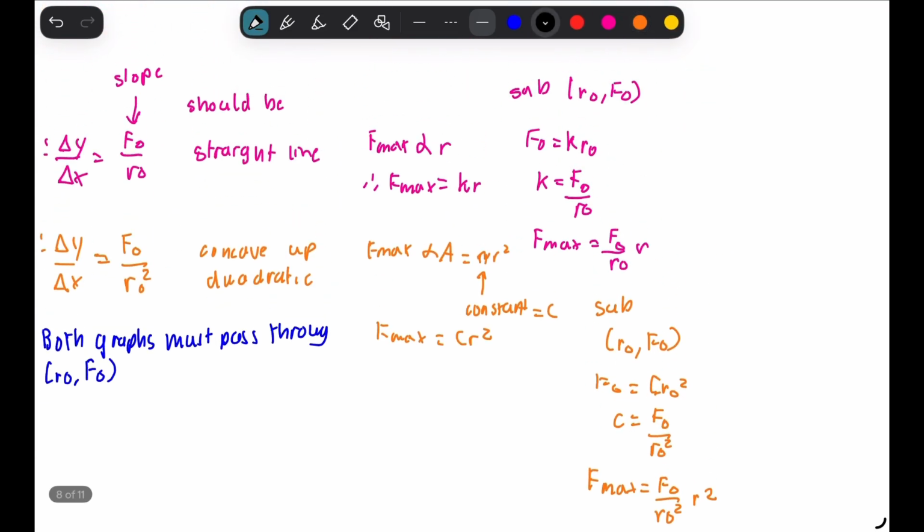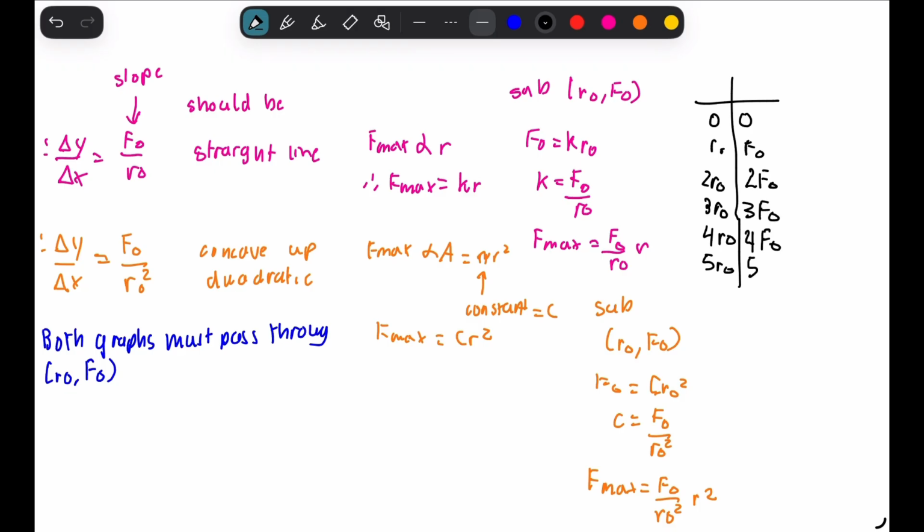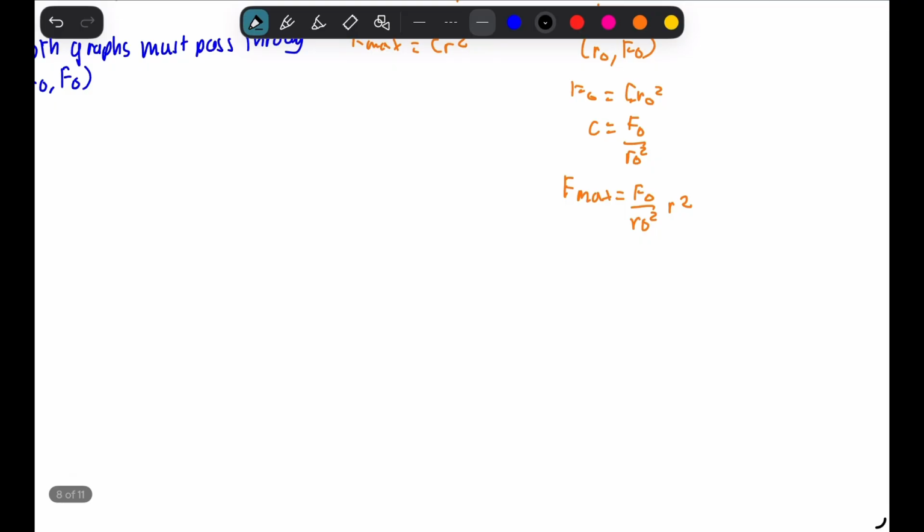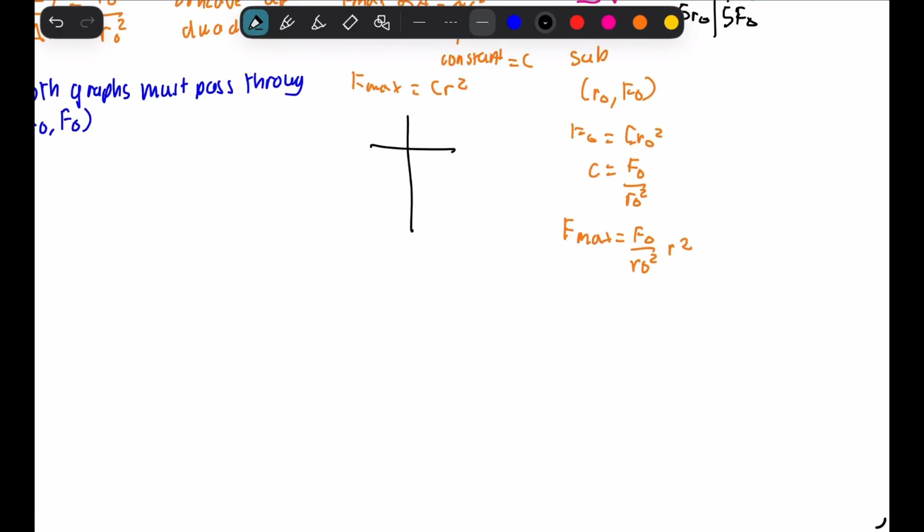Now, what are some points that would be on both of these graphs? To help us graph these, we would have 0, 0. Here we would have 0, 0. What about over here? Some points we could graph here. This is squared, so we have square numbers.